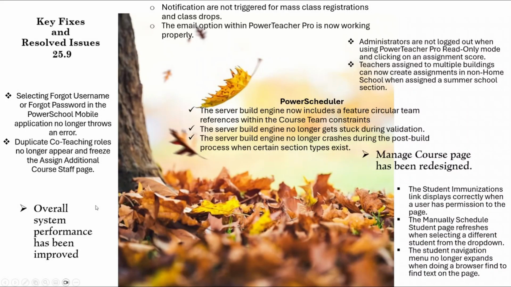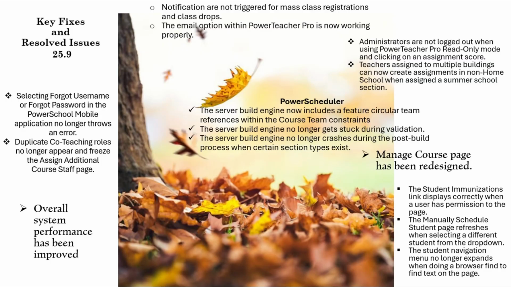So as you look here, we have several updates that happened in the 25.9. Selecting forgot username and forgot password in the PowerSchool Hub mobile application no longer throws an error. The duplicate co-teaching rules no longer appear and freeze the assigned additional course staff pages. Your overall system performance has been improved. Your next one at the top there is that notifications are not triggered for mass class registrations and class drops. I could go on and on and on here.